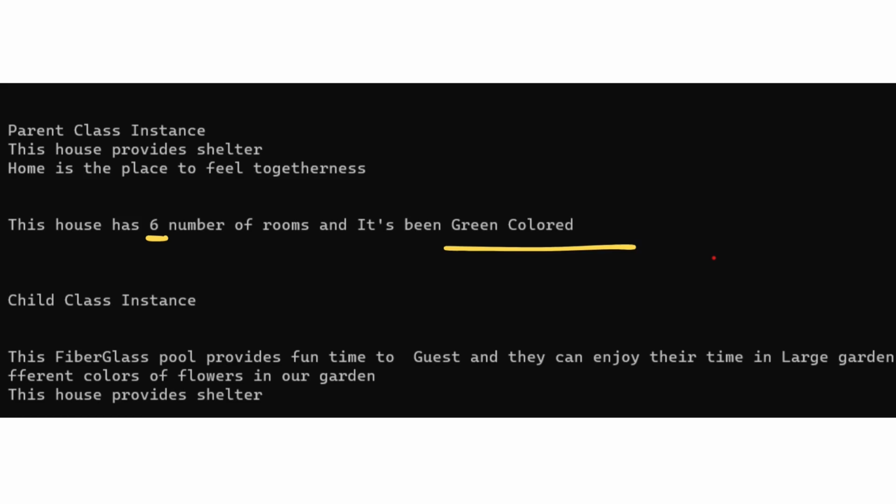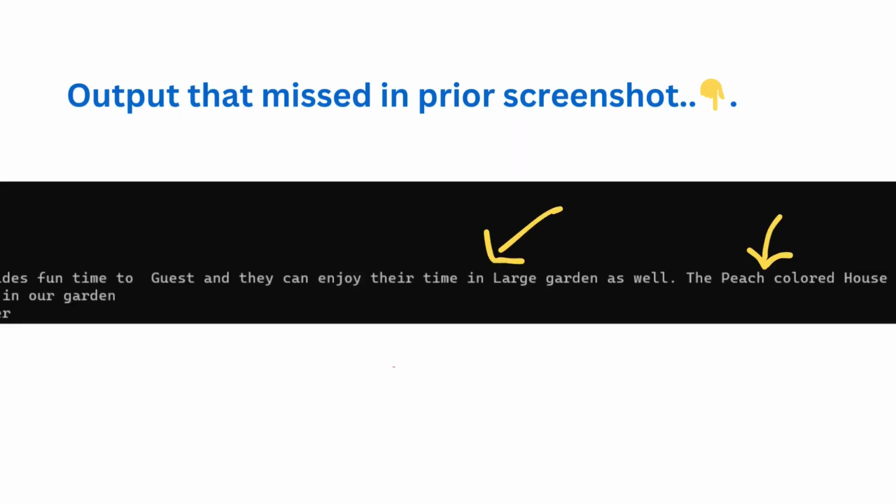And this is the child class instance. There we call the have_fun method. See the message it printed? Fiberglass pool provides fun time to guests and they can enjoy their time in the large garden. Yes, we have specified the size of the garden. And as well, the peach colored house. It was at first green when you were inheriting it from your parents, and now we are renovating it with peach color. Fine. And it is well complemented with different colors of flowers in our garden.